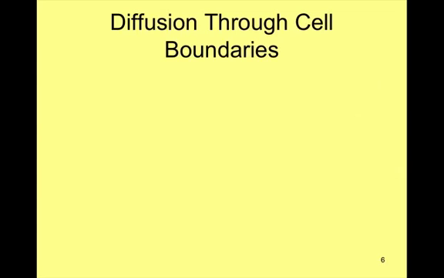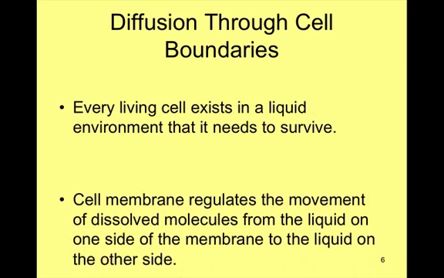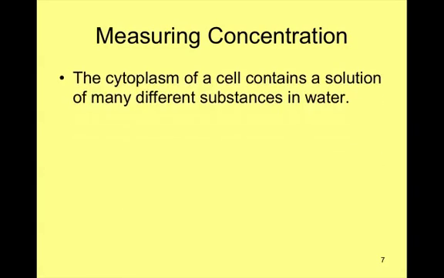So the next question would be, how does water move into and out of the cell, or oxygen or carbon dioxide? So how do things move across that cell membrane? Well, this particular section is going to talk about the various ways, there's more than one, that things move across the cell membrane. Every living cell exists in a liquid environment that it needs to survive. The cell membrane regulates the movement of dissolved molecules from the liquid on one side of the membrane to the liquid on the other side of the membrane. The goal when we're moving things from one side to the other is to reach equilibrium.